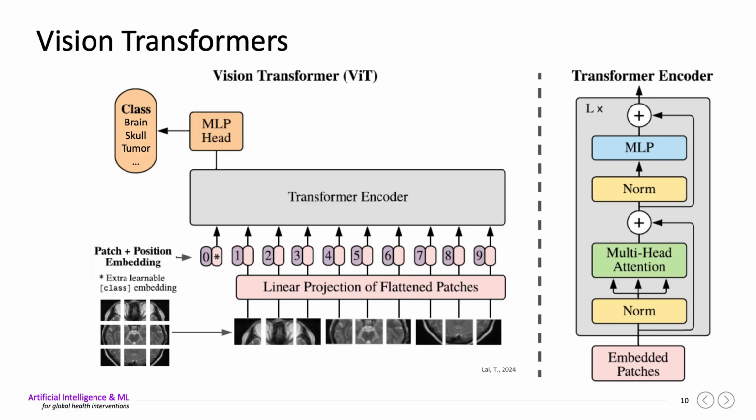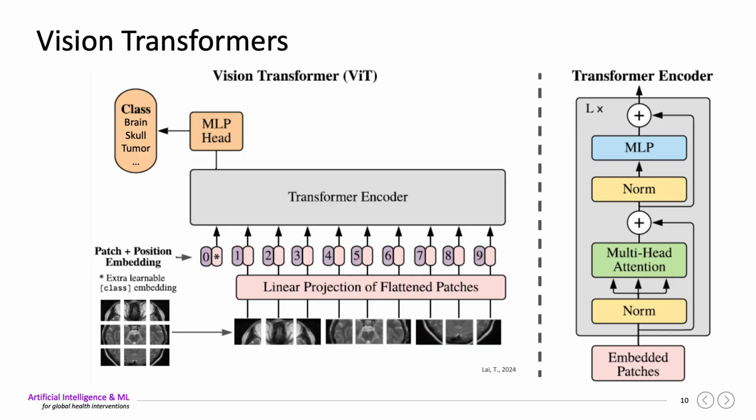This next slide shows the full vision transformer pipeline, from LI in 2024. Here's the key innovation, and it is worth walking through carefully. An input image, here a set of brain MRI slices, is divided into fixed size patches, for example 16 by 16 pixel patches. Each patch is flattened into a vector and passed through a linear projection of flattened patches, turning each patch into a token embedding. These patch tokens are numbered 1 through 9 in the diagram. An extra learnable token, marked 0 with an asterisk and labeled the class embedding, is prepended to the sequence. Its final representation will be used for classification.